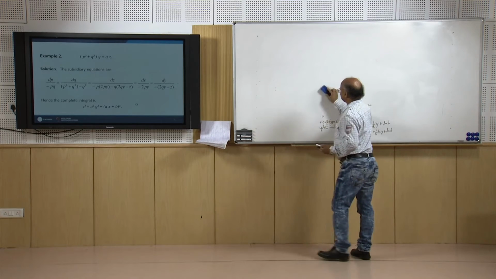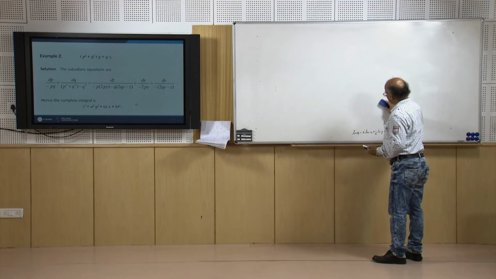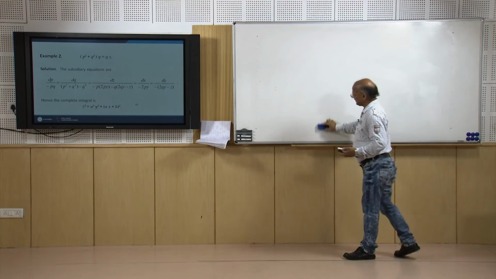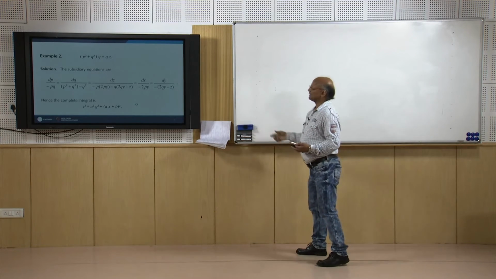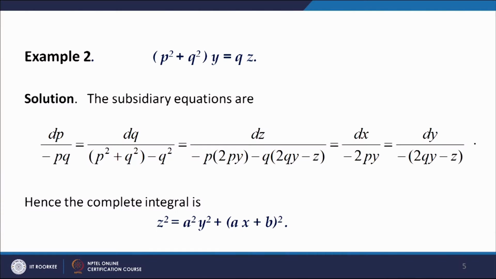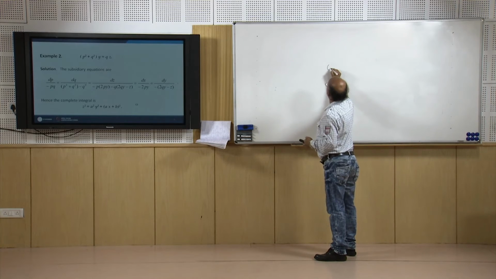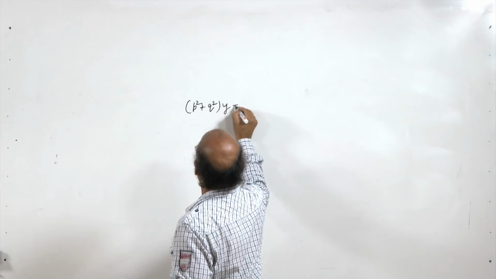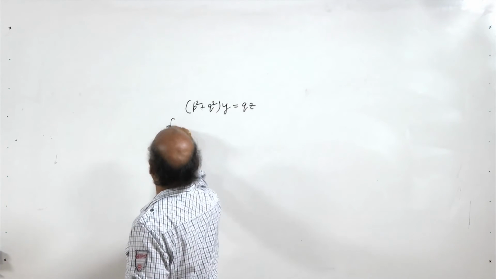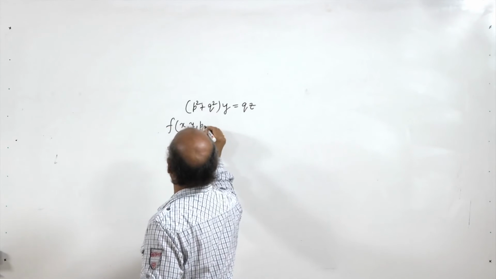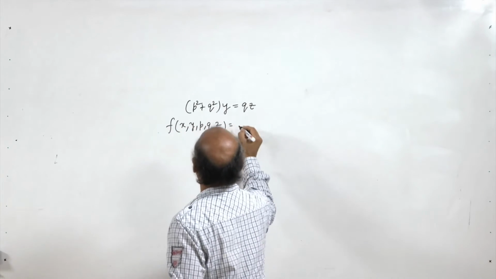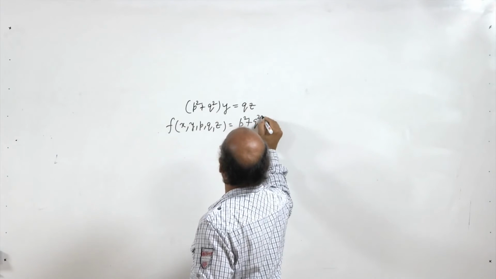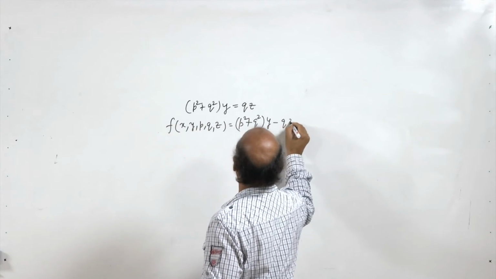Now let us go to another case. Here we notice that the subsidiary equations are such that it is not easy to find the simplest relation involving p and q. We had to consider p dx plus x dp and q dy plus y dq. So that also we have to do sometimes. Now here we have the partial differential equation (p square plus q square) y equal to qz. So we write f(x, y, z, p, q) equal to (p square plus q square) y minus qz equal to 0.